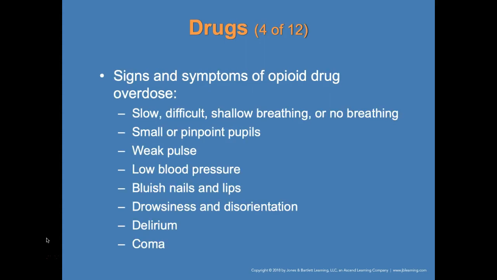Signs and symptoms. Where our amphetamines were uppers, they got you moving around, increased heart rate, increased breathing, all that good stuff, increased agitation. With our opioids, we're going to see a slowdown in everything. They're going to have slow, shallow breathing or no breathing, pinpoint pupils, weak pulse, low blood pressure, might be bluish coloring in the nails and lips. That's cyanosis, remember. They might be drowsy or disoriented. Could be delirious, possibly in a coma.